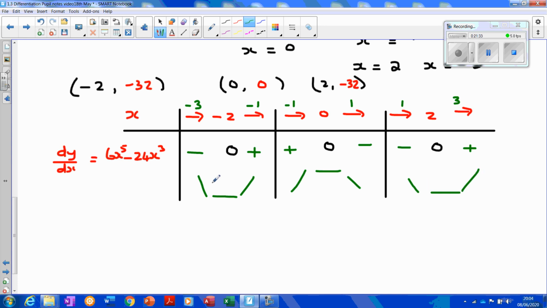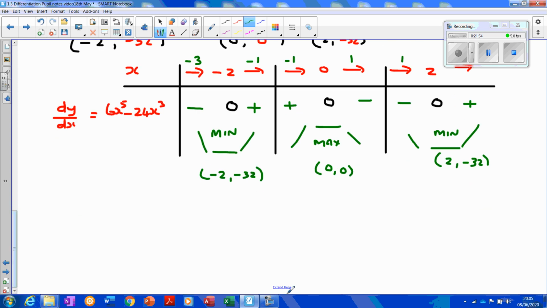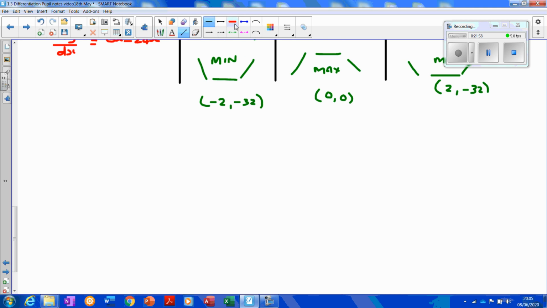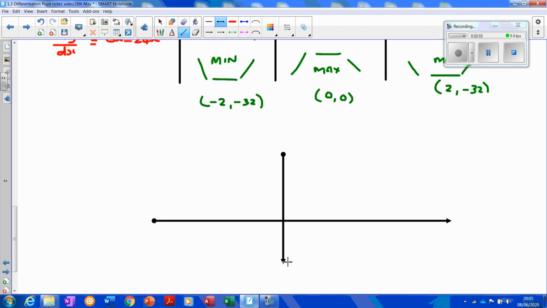So a minimum turning point at the point minus 2, minus 32, a maximum at the point 0, 0, and we have got another minimum at the point 2, minus 32. Okay, put all of that together. Okay, so points where it crosses the axes. Right, so that's the x-axis, that's the y-axis.